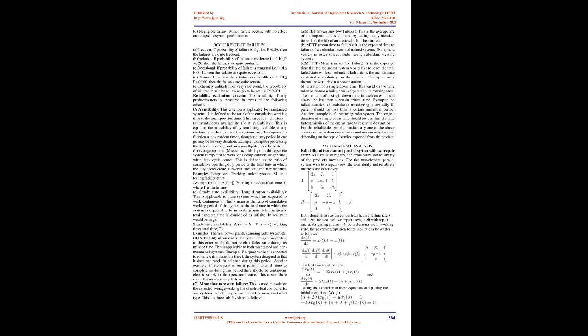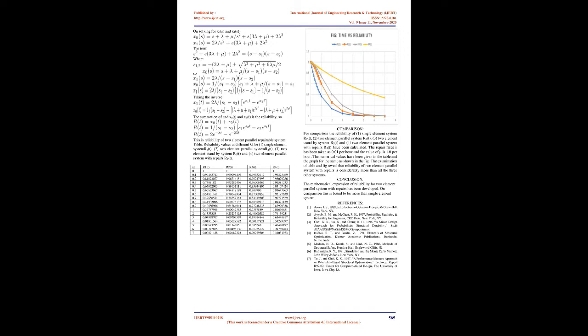B. Average uptime, or mission availability. In this case, the system is expected to work for a comparatively longer time when the duty cycle comes. This is defined as the ratio of cumulative operating duty period to the total time in which the duty cycles come. However, the total time may be finite. Example: telephone, tracking radar system, material testing facility, etc. Average uptime A(T) equals working time divided by specified time T, where T is a finite time.